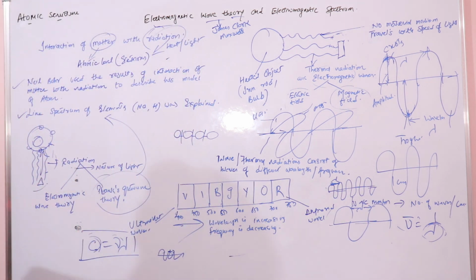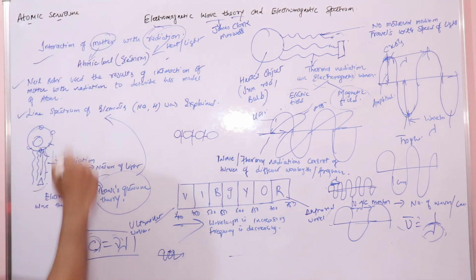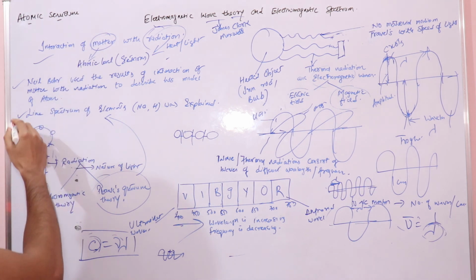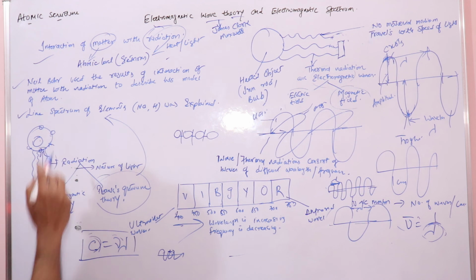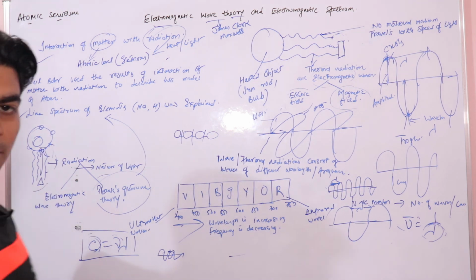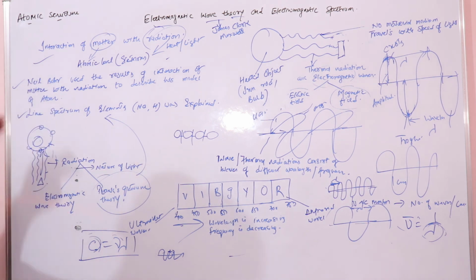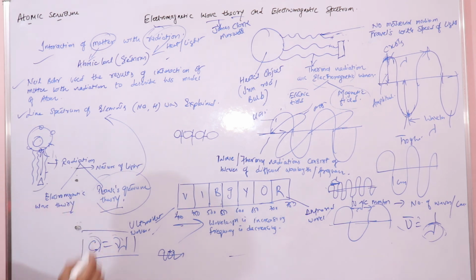Just remember the interaction of matter with radiation, right? Based on these interactions, we reached a point where they could explain the line spectrum, and Niels Bohr utilized these results to propose his model of the atom, which we will be doing in future. The line spectrum and the Niels Bohr model of the atom were explained on the basis of Planck's quantum theory, right? And these two theories, electromagnetic wave theory and Planck's quantum theory, will tell us the nature of light.